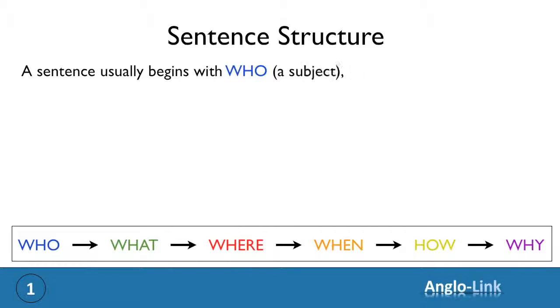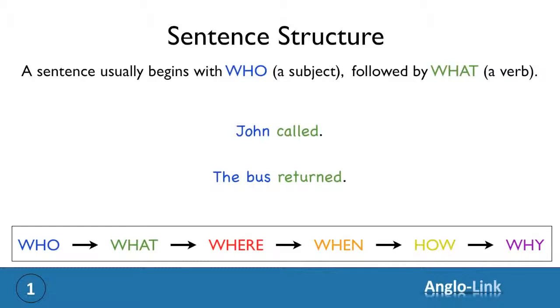A sentence usually begins with who, that's a subject, followed by what, a verb. For example, John called, or the bus returned. Notice that the subject can be a person or a thing.